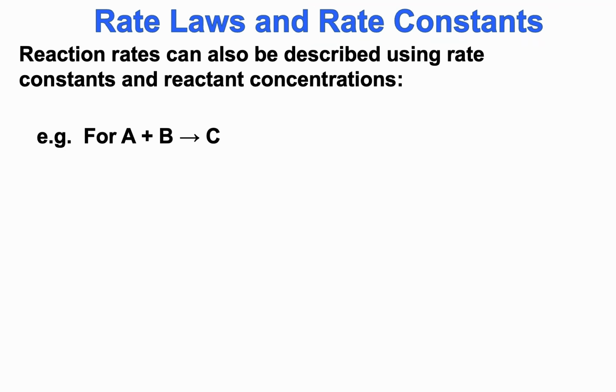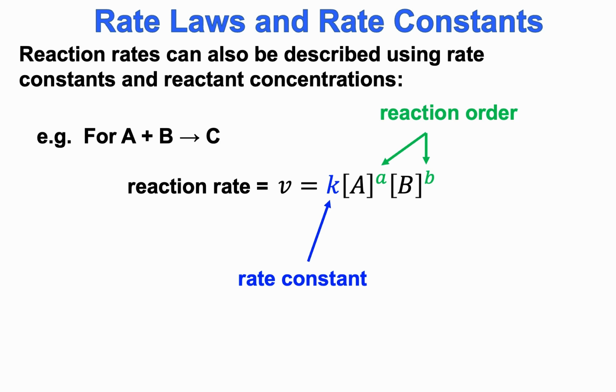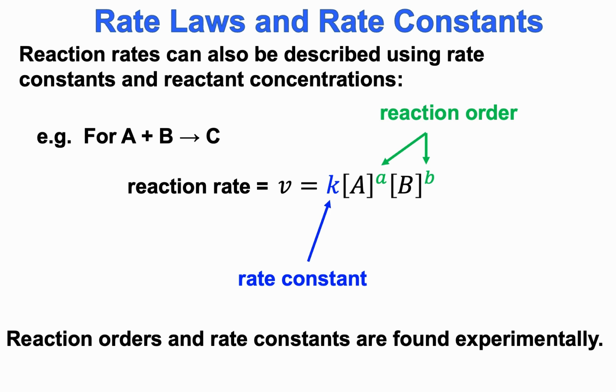So take this generic example of a reaction A plus B producing C. The rate of the reaction, according to the rate law, would depend on the concentration of reagent A and the concentration of reagent B. They're related to the reaction rate by this constant k, which we call the rate constant. The dependence of the rate on reagent concentrations also depends on these exponents, a and b, which are called reaction orders. And reaction orders, as well as rate constants, both must be determined by doing experiments.